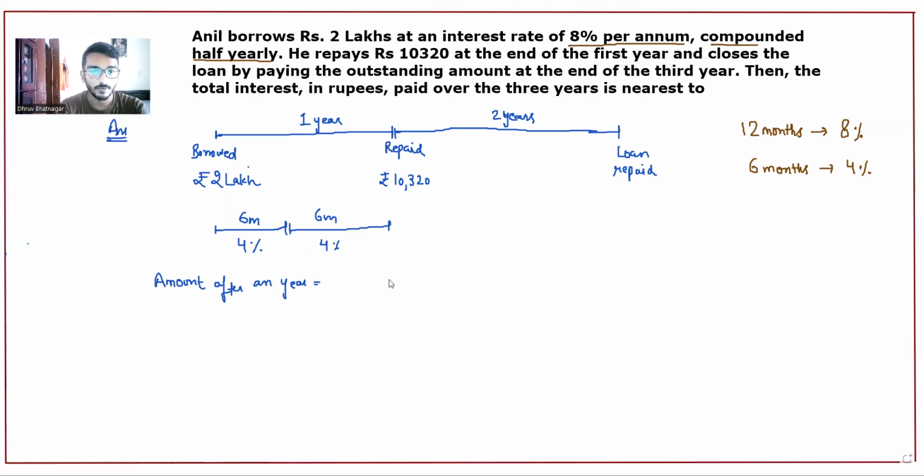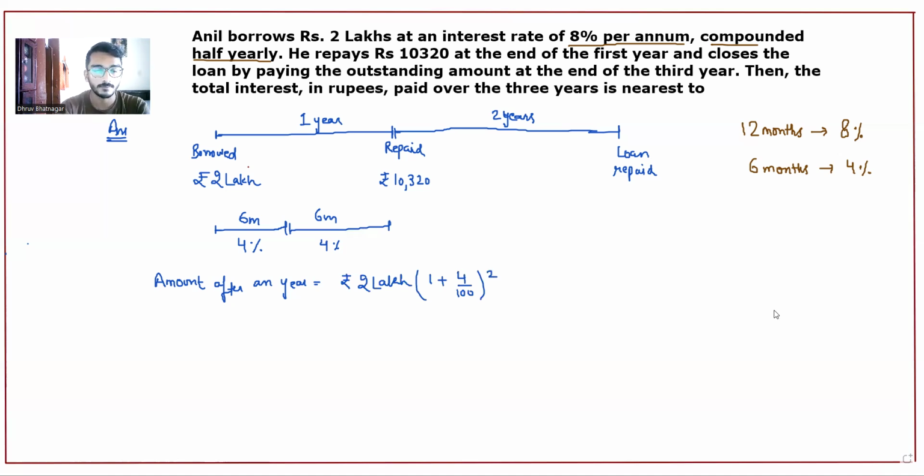What was the amount after a year? If I have to use the formula, amount equals principal, that is 2 lakh, times 1 plus rate of interest, which is 8, but it is half yearly, so you divide by 2, that would be 4%, and raised to the power how much? 4% is for 6 months. We have to apply for a year, so it would be 2 time periods. So the power will be 2.